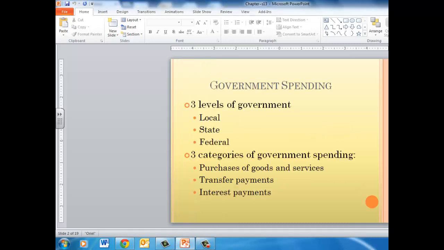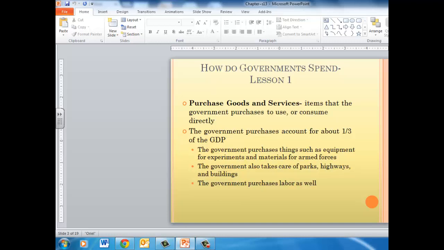We'll learn about government spending, maybe some facts that you've already learned about the government through some social studies classes. You should already know that we do have three levels of government: local, state, and federal. We're going to be primarily dealing with the federal level. And that we have three categories where our government spends money: the purchases of goods and services, transfer payments, and interest payments. How does the government spend money?